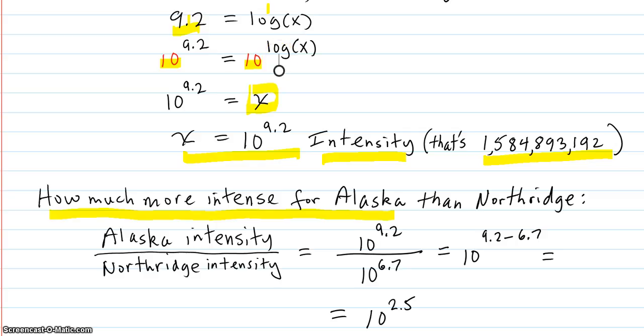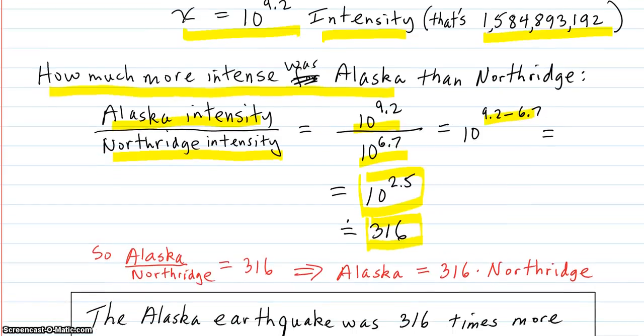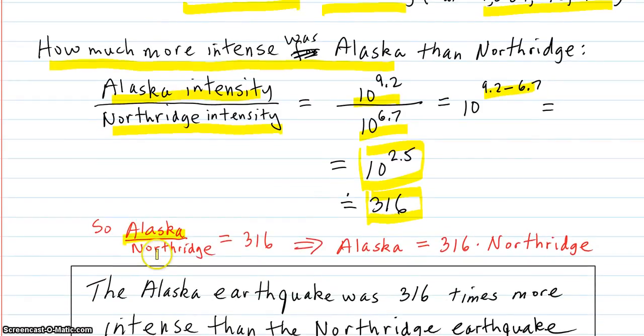So the question is, how much more intense was Alaska than Northridge? So I'm going to divide Alaska intensity divided by Northridge intensity. Alaska divided by Northridge: 10 to the 9.2 divided by 10 to the 6.7. When you have the same base, you subtract the exponents. Subtracting the exponents, I get 10 to the 2.5, and it's calculator time. That's about 316 to a whole number. So Alaska over Northridge is 316.